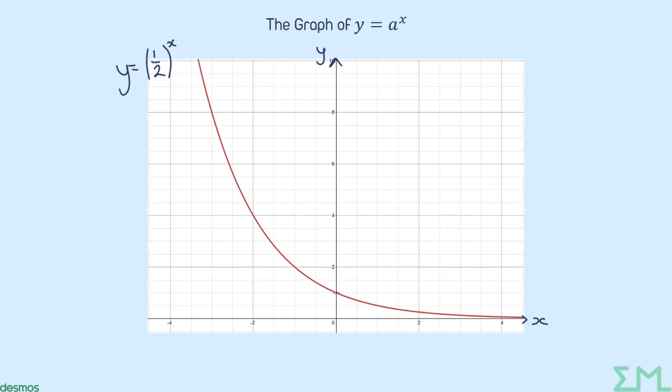Again, as I mentioned last time, important point, we are always going to have 0, 1. That is if we haven't got a transformed version of this graph. If we've just got the standard y equals a to the x, whether a is greater than 1 or less than 1, we're always going to pass through this 0, 1. We've got over here, as x tends to negative infinity, y tends to infinity. And over here, as x tends to infinity, y tends to 0.